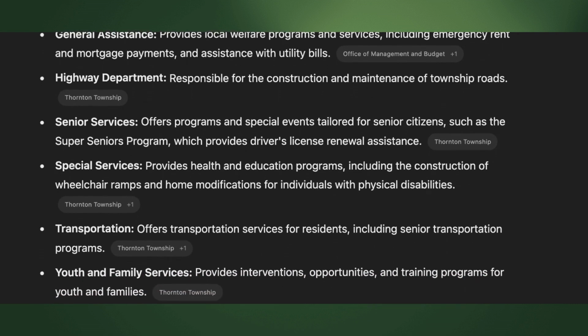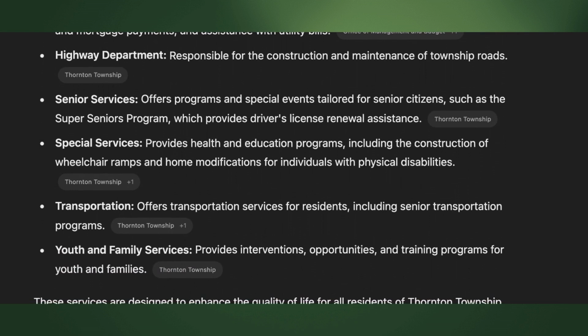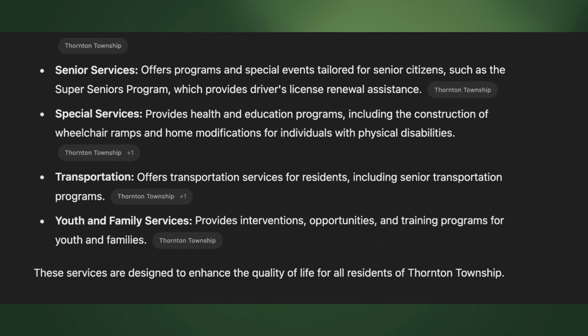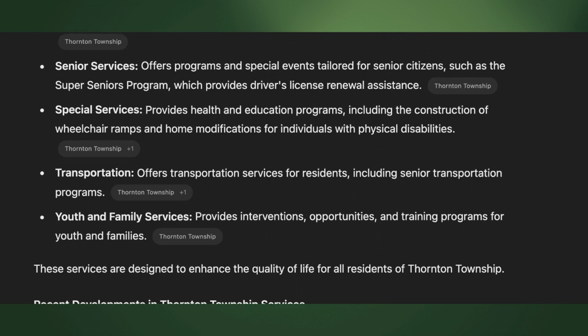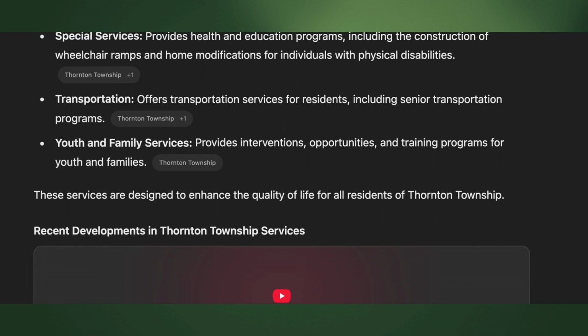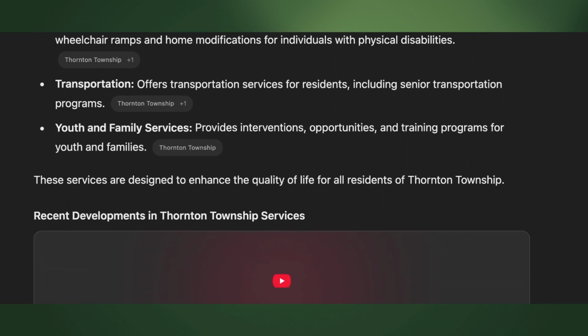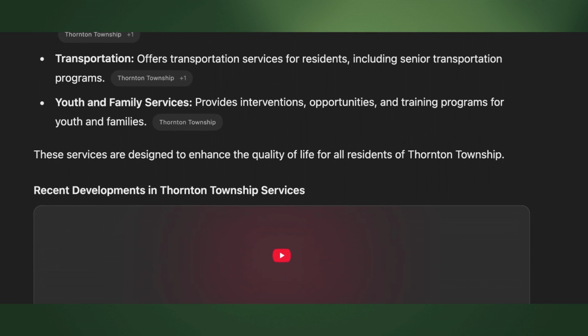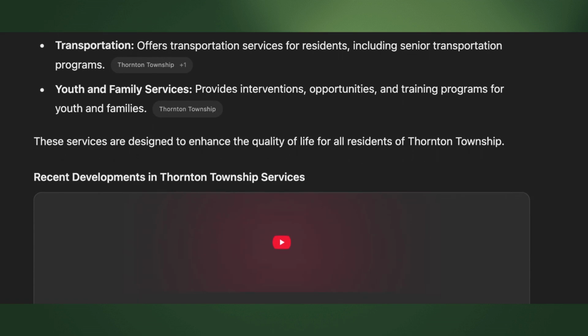Senior Services offers programs and special events tailored to senior citizens, such as the Super Seniors Program, which provides driver's license renewal assistance. Special Services provides health and education programs, including the construction of wheelchair ramps and home modifications for individuals with physical disabilities. Transportation offers transportation services for residents, including senior transportation programs. Youth and Family Services provides interventions, opportunities, and training programs for youth and families. These services are designed to enhance the quality of life for all residents of Thornton Township.